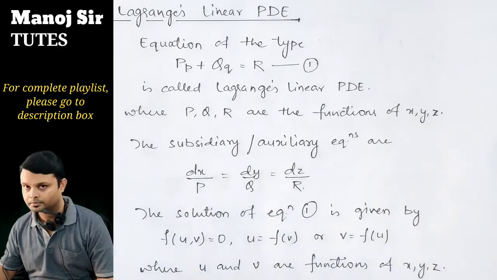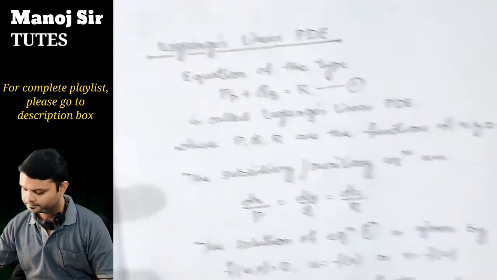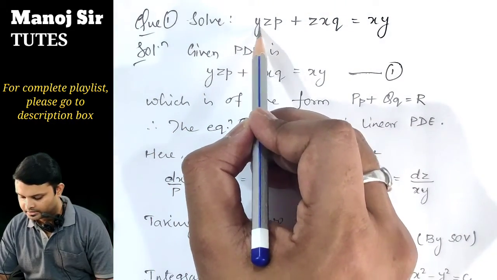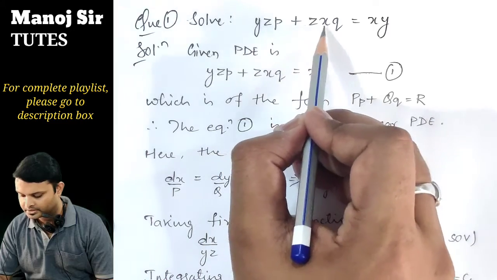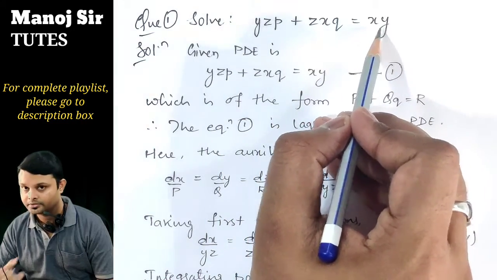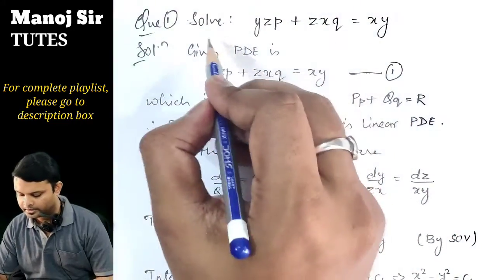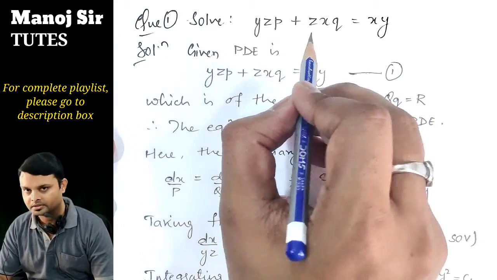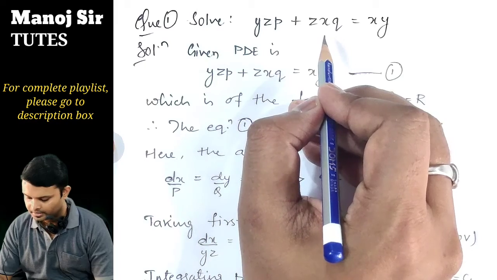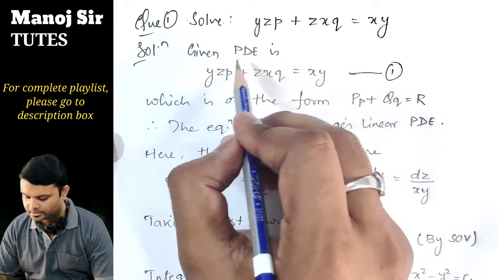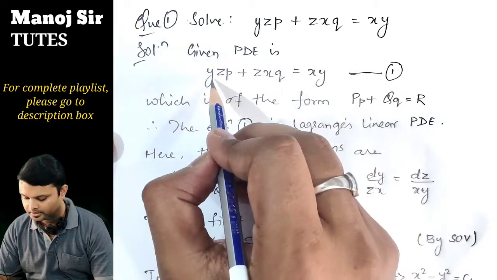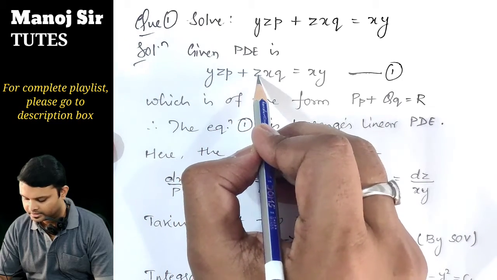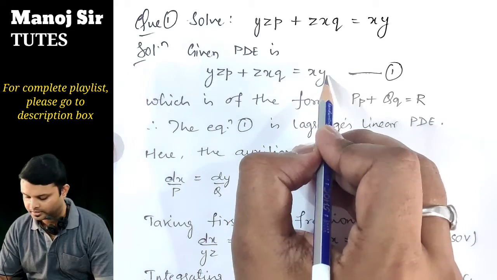So let us start solving the first problem, that is question 1: solve yz p plus zx q equals xy. This is video number 9, and we are solving the first problem on the topic of Lagrange's linear partial differential equation. First of all, we'll write the partial differential equation, which is given by yzp plus zxq equals xy.